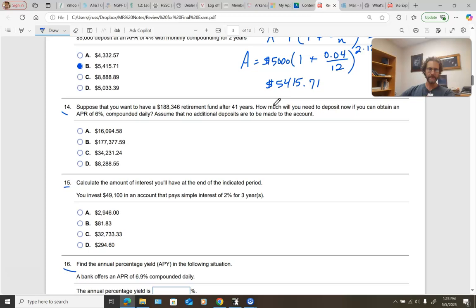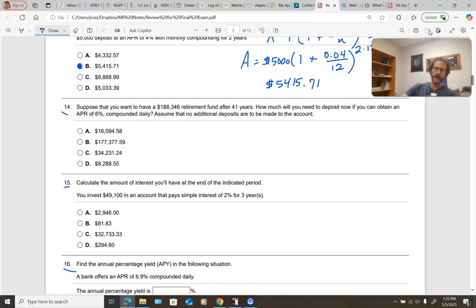Number 4 says, suppose that you want to have a $188,346 retirement fund after 41 years. How much will you need to deposit now if you can obtain an APR of 6% compounded daily? Assume that no additional deposits are being made to the account. So this is the problem in which you're trying to figure out, how much do I invest today such that I have X amount of money in the future?